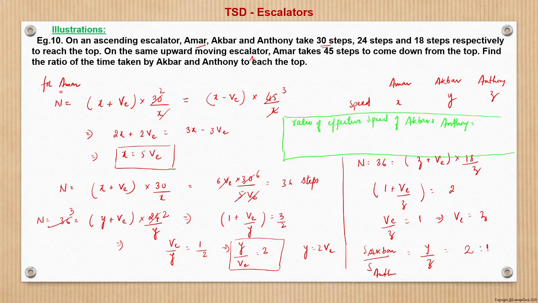So with respect to VE, that is y plus VE, and y is 2VE, so we can say 3VE upon, for Anthony it is z plus VE, and z and VE are the same, so that is 2VE. So the ratio is 3 is to 2. So the ratio of time will be inverse. So the ratio of time will be 2 is to 3, right? So that is the answer.